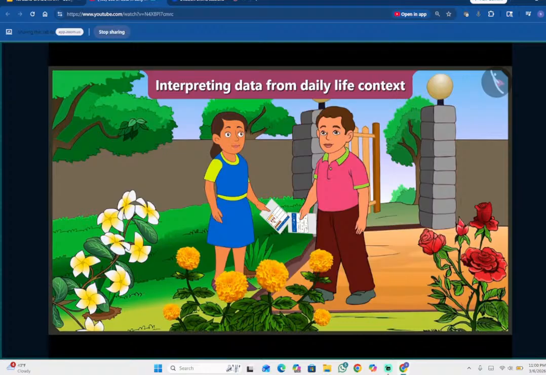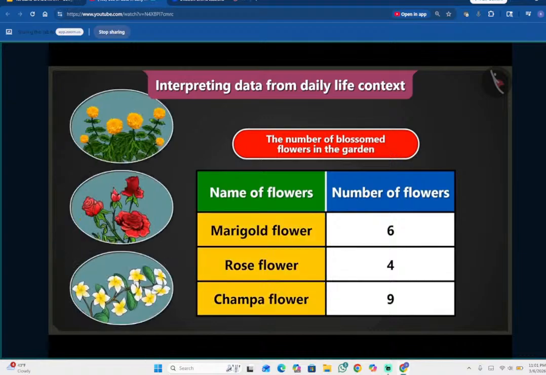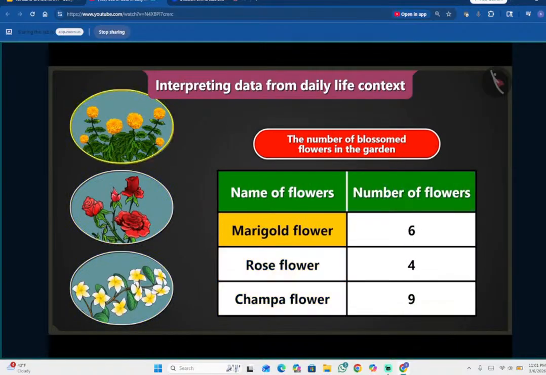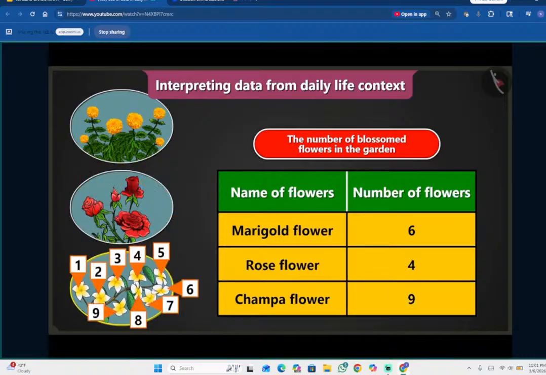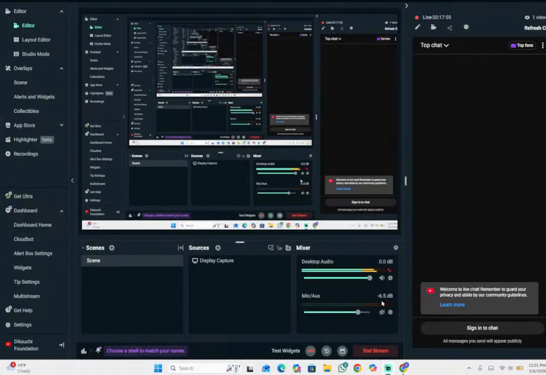Very interesting. And now I will not have to count the flowers one by one. After understanding the table, I have understood which and how many flowers have blossomed in the garden. What have you understood? I understood that there are 3 kinds of flowers, marigold, rose and champa, that have blossomed in the garden. And there are 6 marigold flowers, 4 rose flowers and 9 champa flowers that have blossomed in the garden. Thank you, Bunty. You have really explained the data in the table very well.